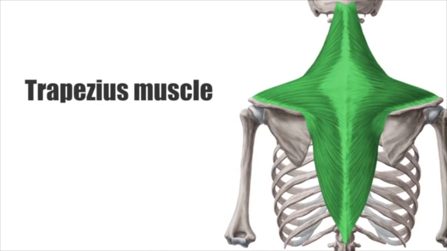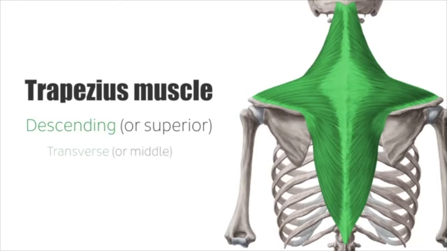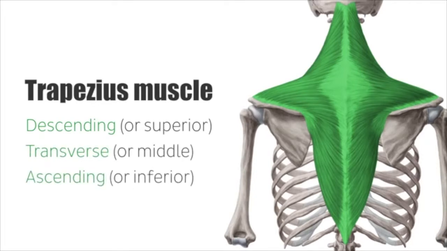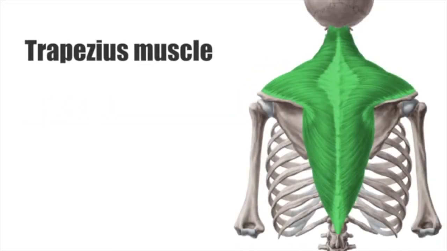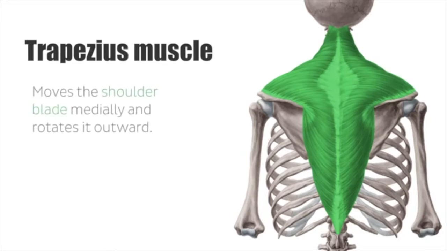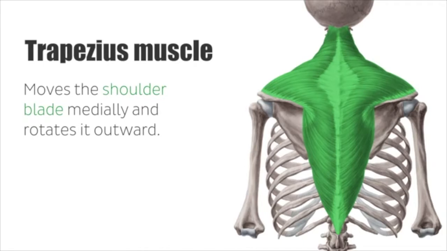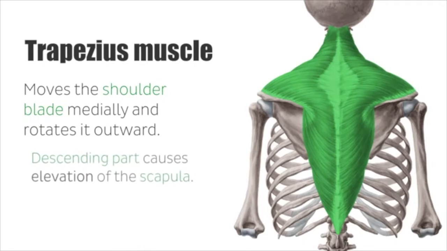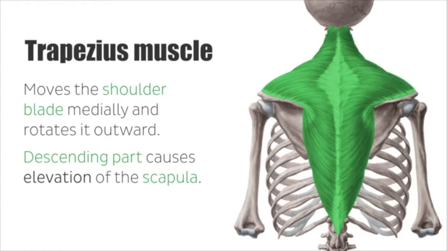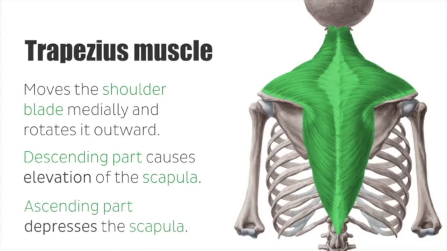The trapezius muscle is a triangular flat muscle of the shoulder girdle and is divided into three parts: the descending or superior part, the transverse or middle part, and the ascending or inferior part. The trapezius has numerous tasks. It stabilizes and secures the shoulder blade at the thorax. It moves the shoulder blade medially and rotates it outward. In addition, the descending part causes elevation of the scapula, while the ascending part depresses this bone.